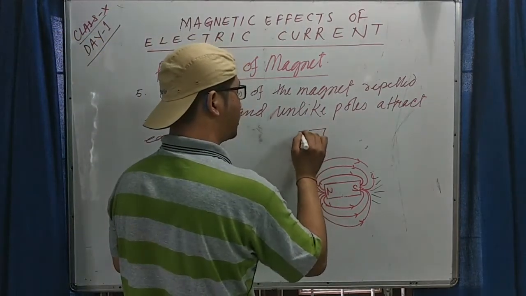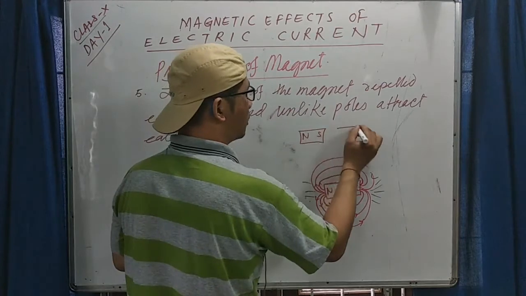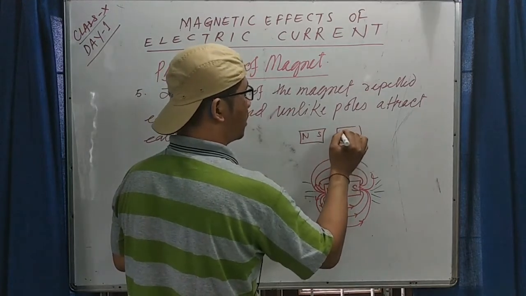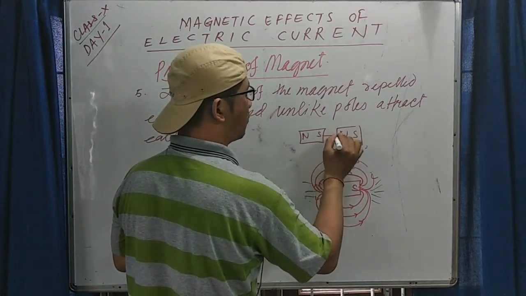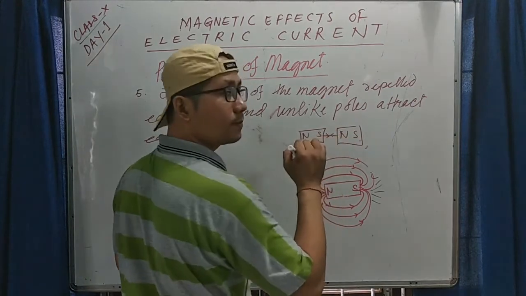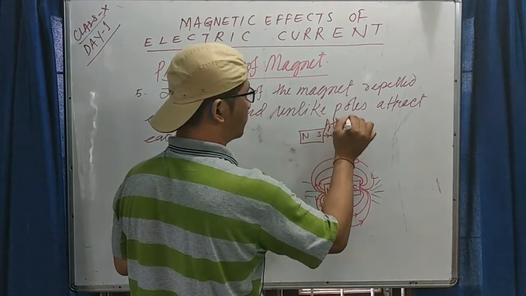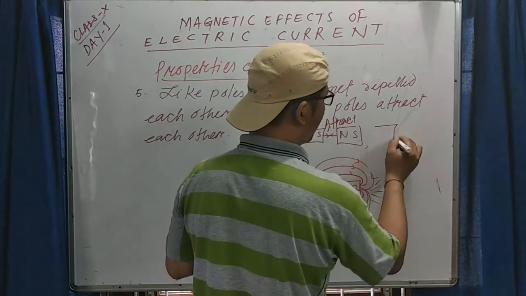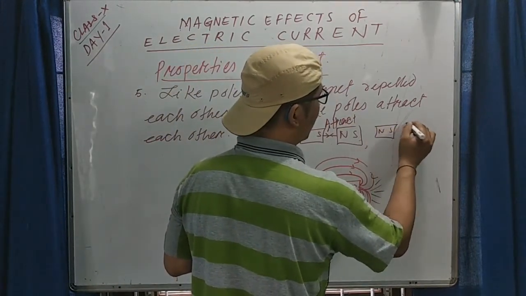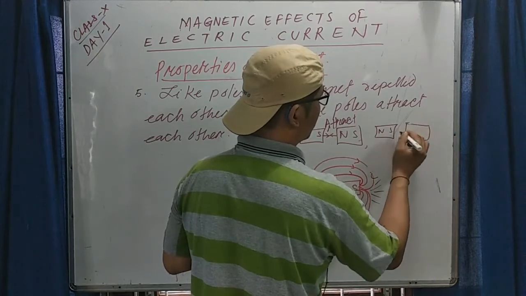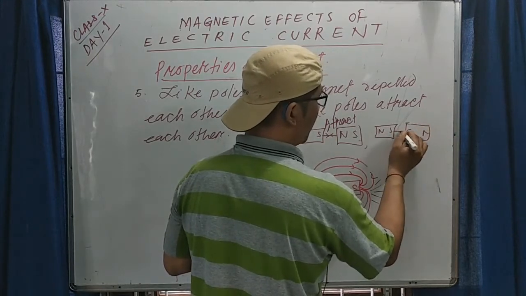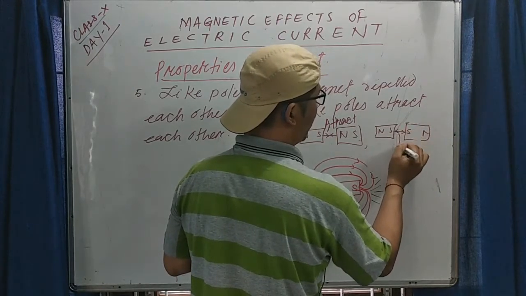So here, this is the north and south. If you bring this north and south here, then they will attract. Here attraction will occur. And if you bring it here, this is north south, and this is south north, right? Then they will repel.